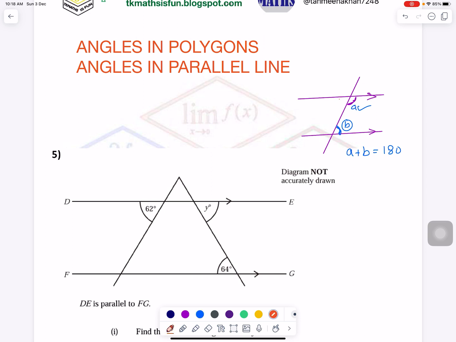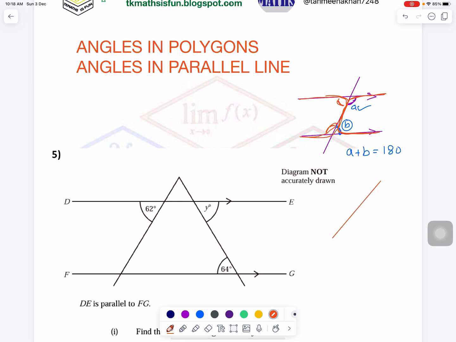Similarly, on the other side, this angle and this angle, the sum of these angles equals 180, and the reason is interior angles. And it is remembered by the shape C. If you see this side, not exactly a C, but to recall it, the shape is like that. Similarly here. And the second property we learned, vertically opposite angles.